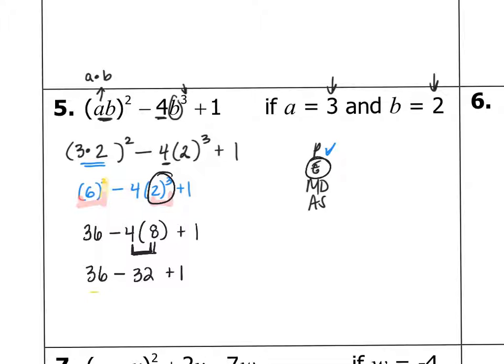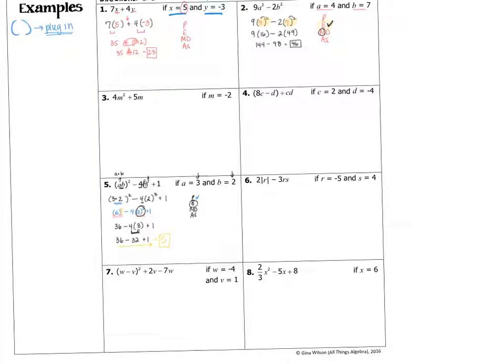And now we will go from left to right. 36 take away 32 is 4. And 4 plus 1 is 5. Next on this page, I'd like to try number 8.